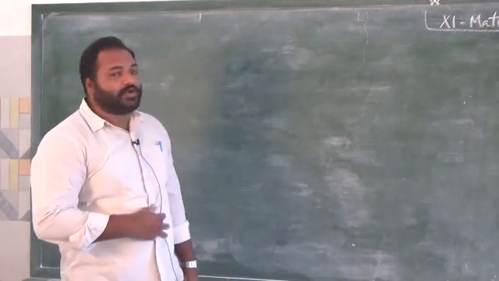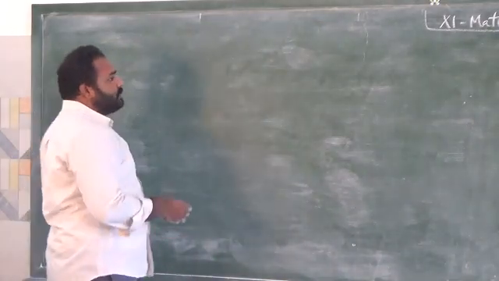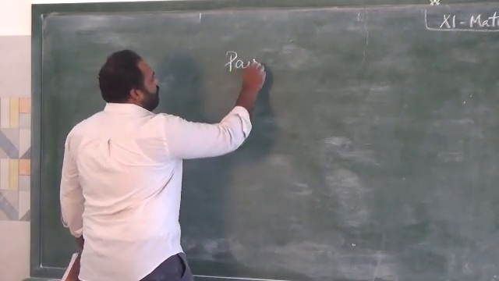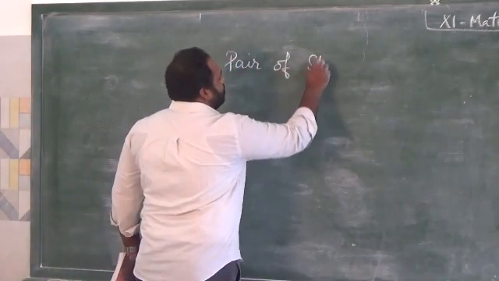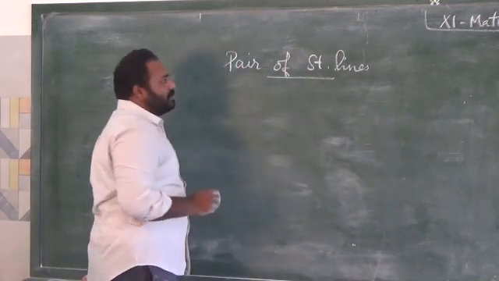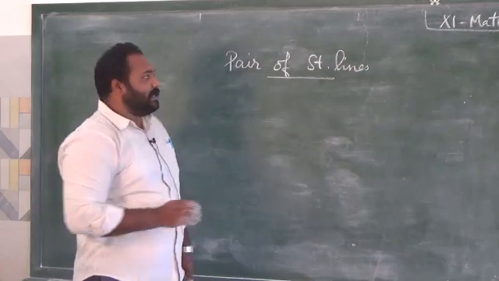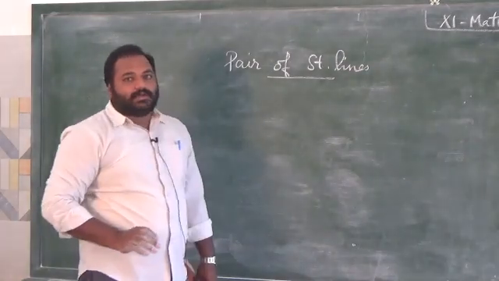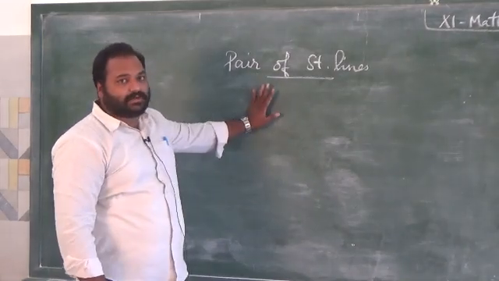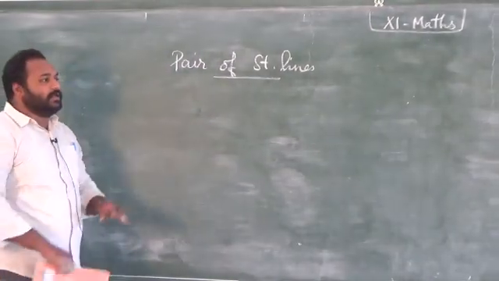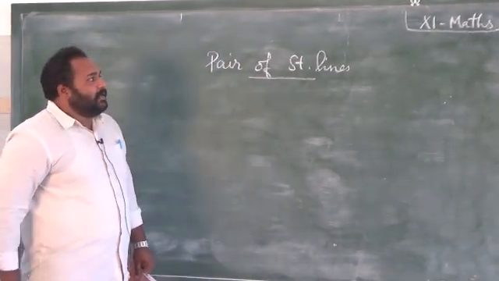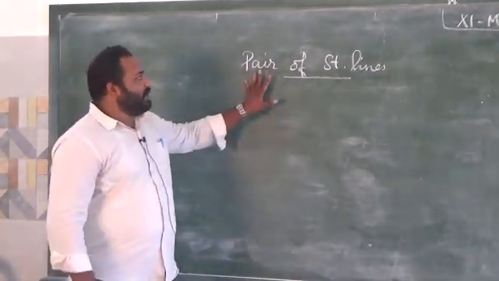Hi students, good morning. Today we are going to learn pair of straight lines. It is a very important topic in this chapter. It is the last topic in this chapter. Mostly the 5 mark questions will occur in this chapter only. Before starting exercise 6.4, we will learn about a pair of straight lines.